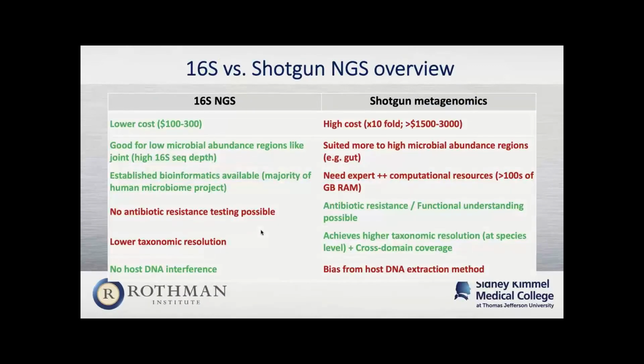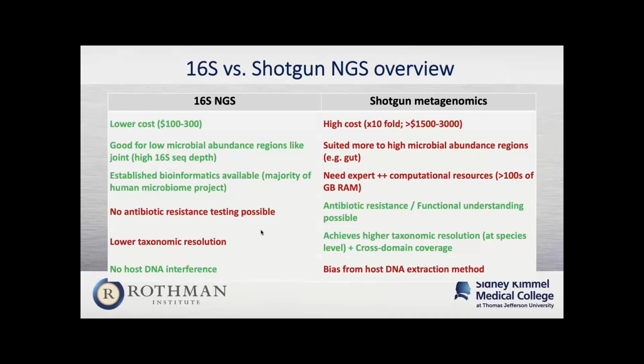So why would you use one method over another? Well, 16S targeted sequencing was chosen at Microgen as it's a lower cost. It's also good for lower microbial abundance regions such as the prosthetic joint. And there are also established bioinformatic pipelines available. A majority of the Human Microbiome Project was done with this methodology. And in addition, by targeting the 16S region, you're avoiding largely the issues with host DNA interference.